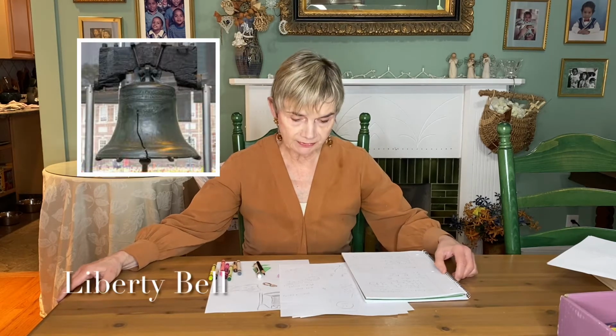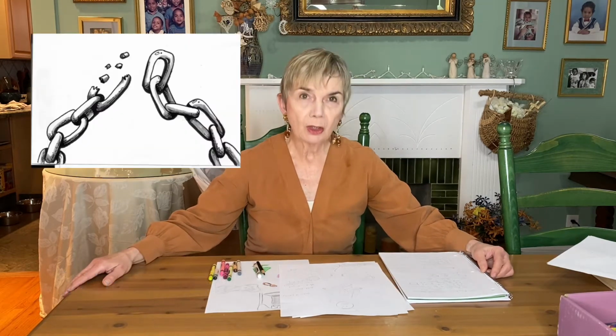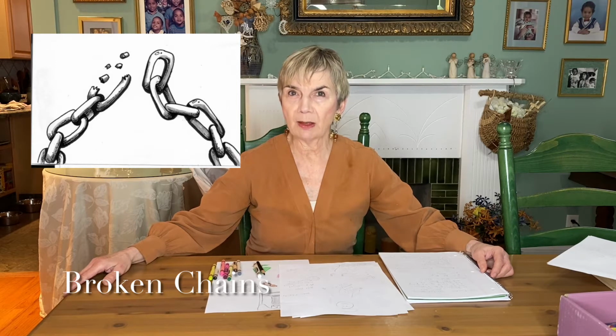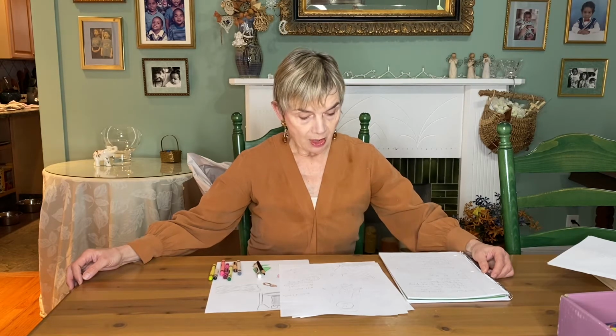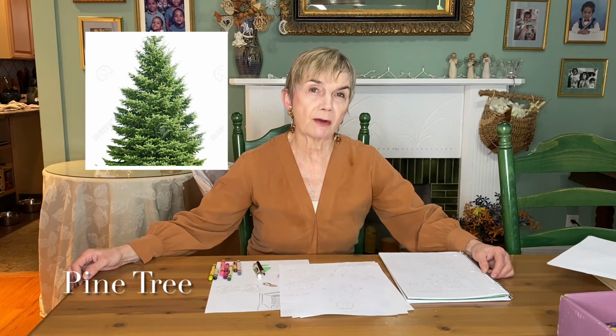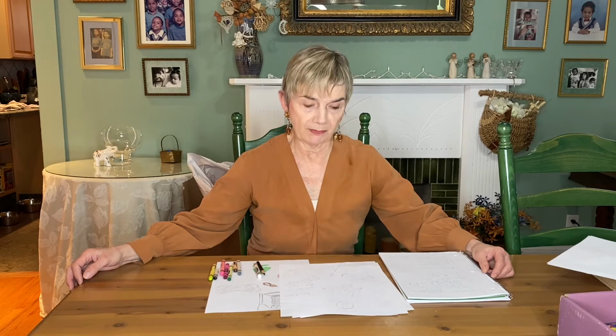Now, some of the symbols that we are going to draw: the Liberty Bell, which is in Philadelphia, broken chains, and no one really knows exactly where this came from, but obviously broken chains represent freedom from confinement, restriction, punishment. It is thought that perhaps it came from the French Revolution, when the prisoners were let out of the jails. The pine tree is a symbol that was used by the colonists for their flag before the colonies became the United States of America.